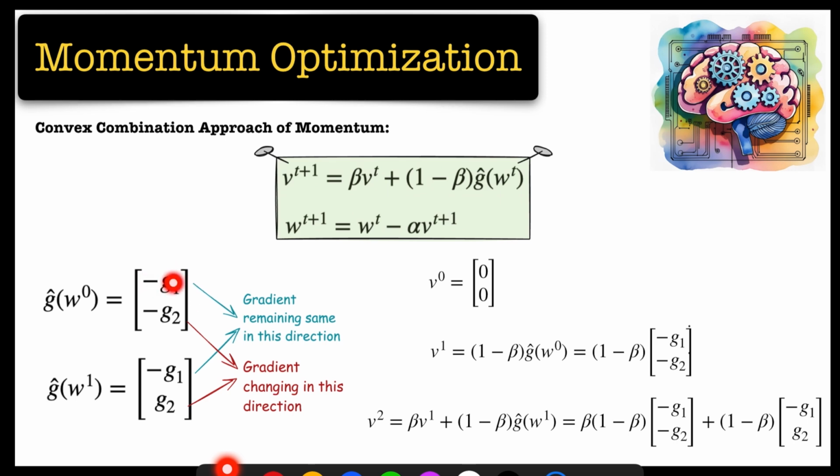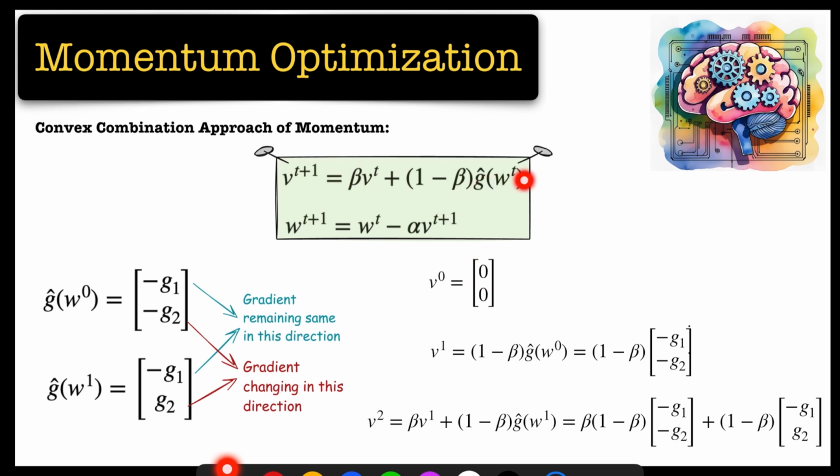In the first row, the gradient is remaining the same in this direction. But for the second row, you see the gradient direction is changing. So let's compute the velocity here. V0, let's say we are starting with 0.